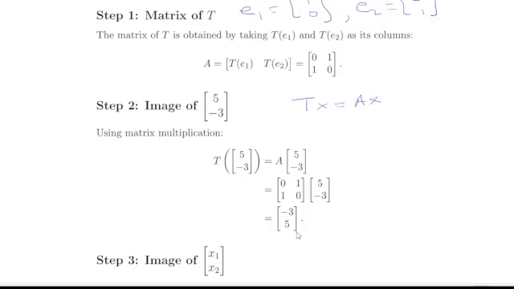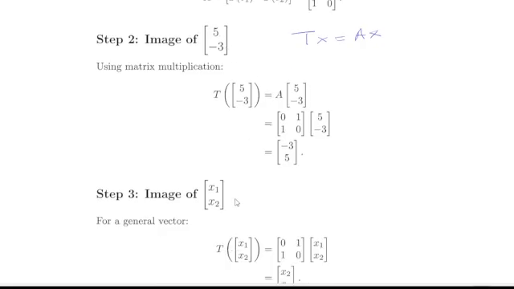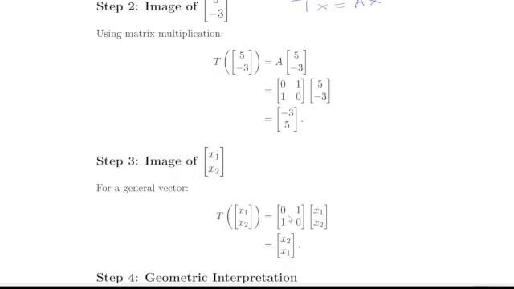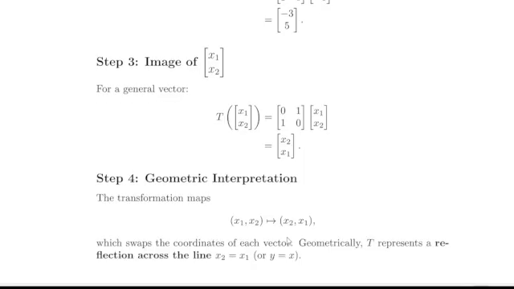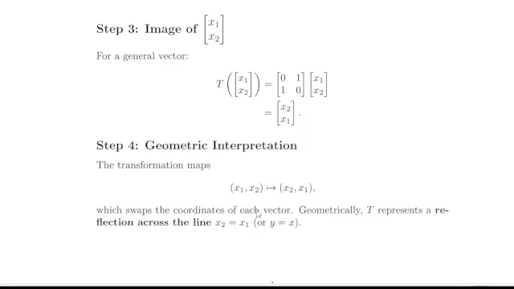Now we can find the image of x1, x2 by just replacing 5 and negative 3 with x1 and x2. Same story. Multiply these and get x2, x1. So now what does this mean geometrically? Well, x1 was the input, and that became the output for the second coordinate. And for x2, think of that like our y, that became our x. So what we're doing is we're just swapping the coordinates of each vector.